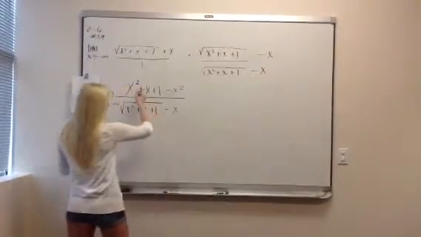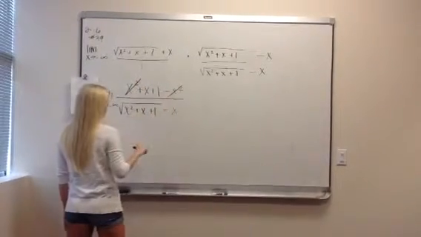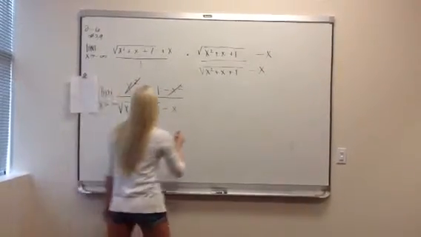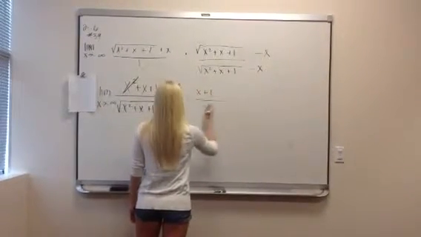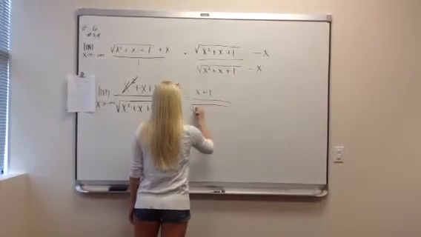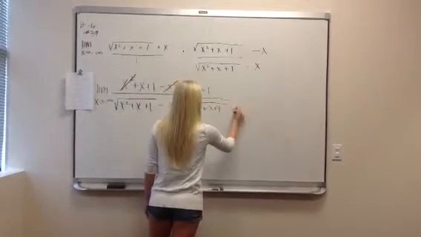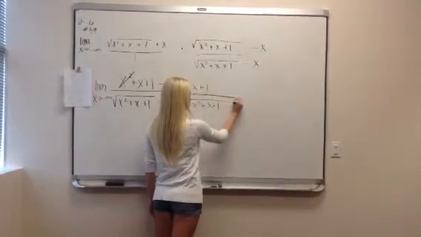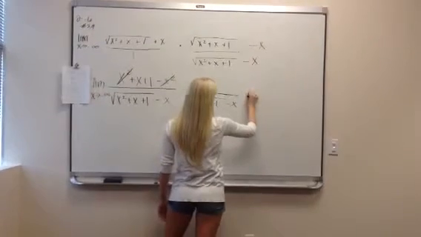So you can go ahead and simplify this a little bit. x squared minus x squared is going to cancel each other out, and you're left with x plus 1 over that same radical, x squared plus x plus 1 minus x. And the next step I'm going to do is go ahead and multiply the top and the bottom again by 1 over x.